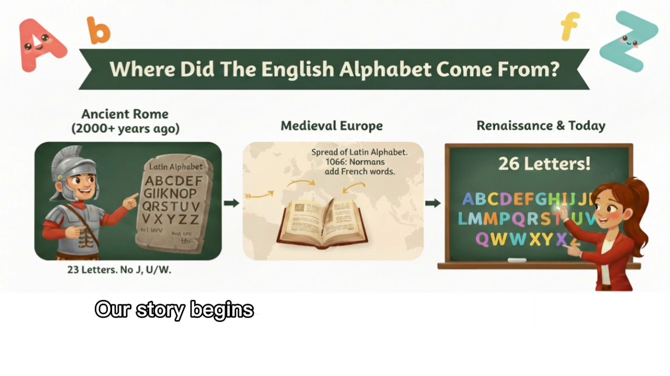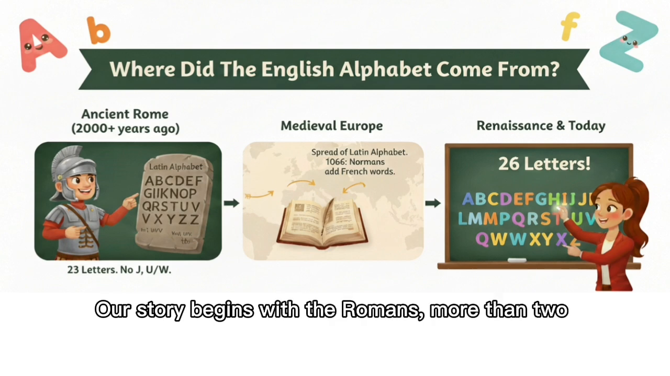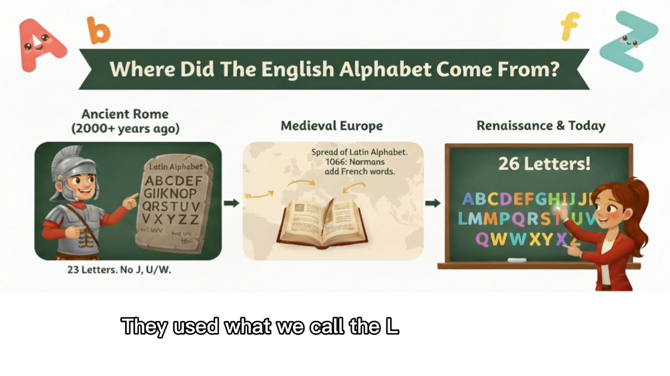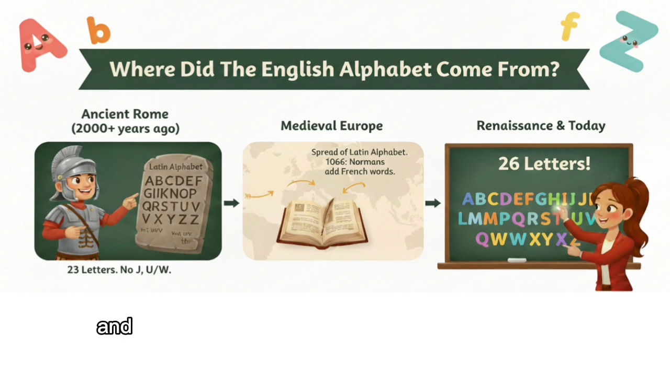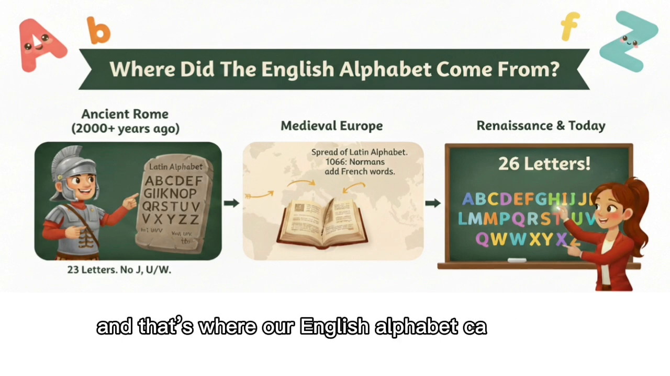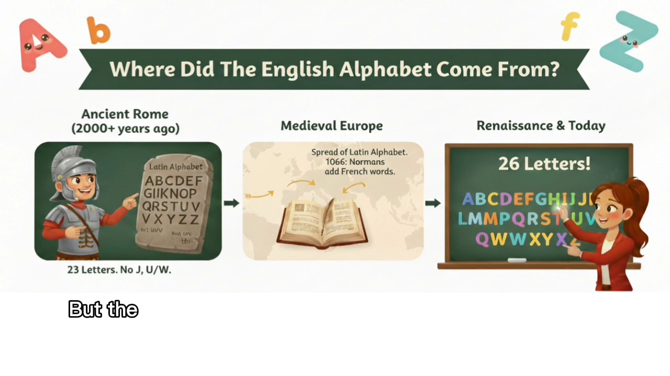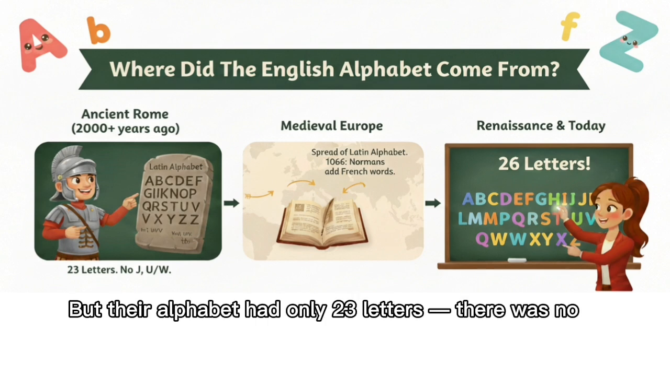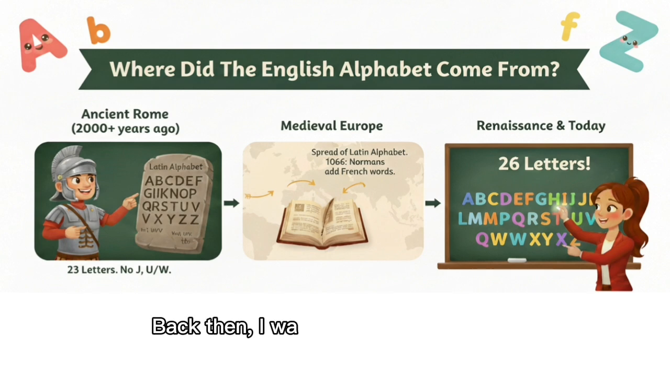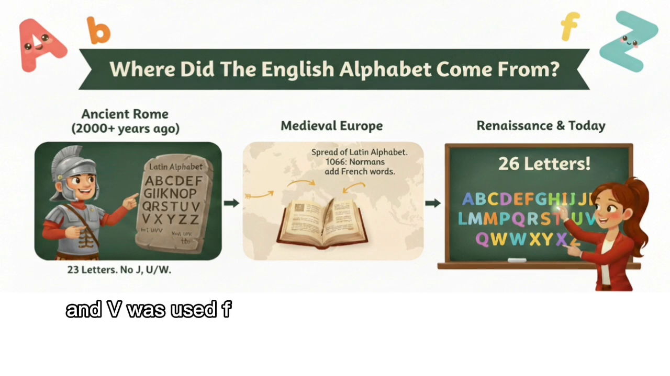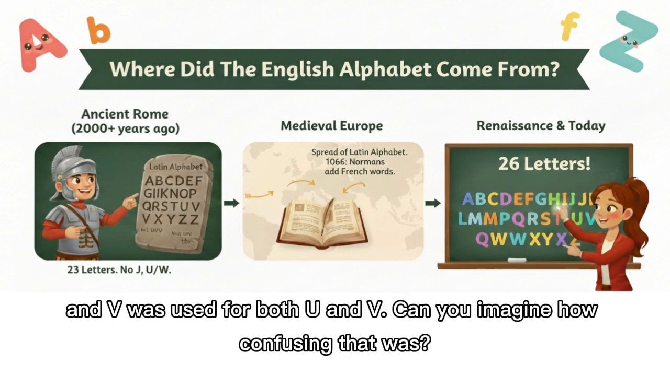Our story begins with the Romans. More than 2,000 years ago, they used what we call the Latin alphabet. And that's where our English alphabet came from. But their alphabet had only 23 letters. There was no J, U, or W yet. Back then, I was used for both I and J, and V was used for both U and V. Can you imagine how confusing that was?